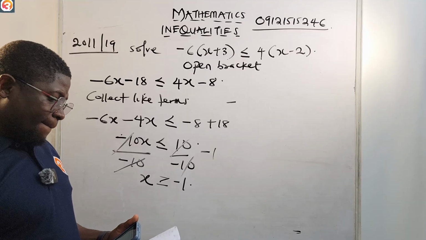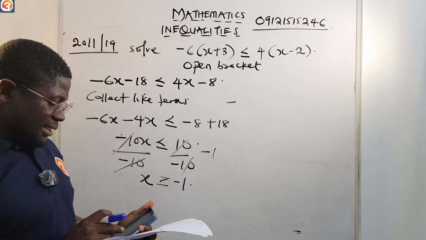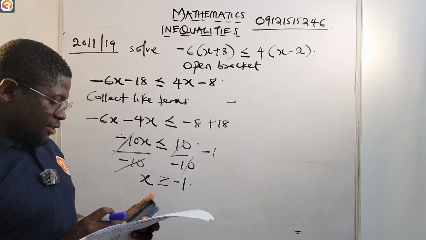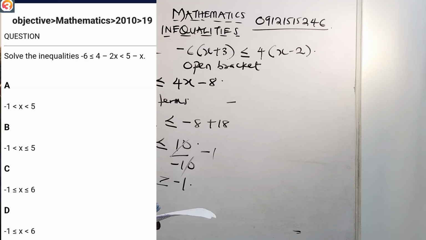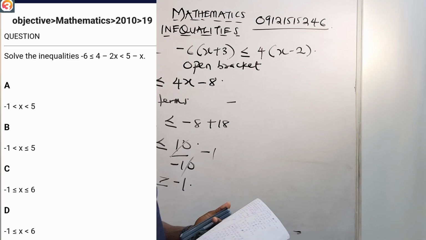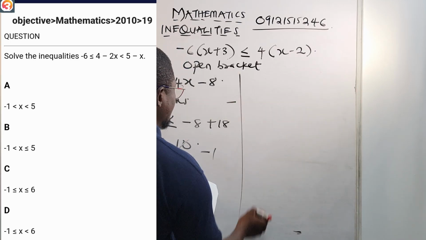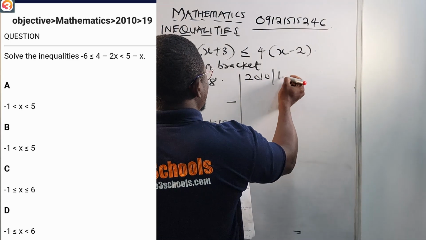So let us go to 2010 number 19, from the O3 Schools JAMB app. It is being displayed on your screen. I'm just looking for it on my phone right now. I screenshotted the question. So let us go. 2010 number 19.